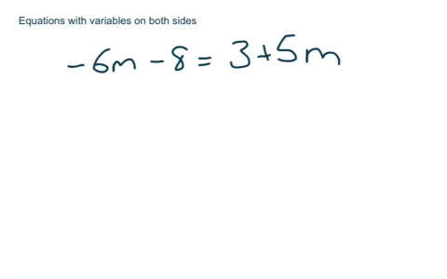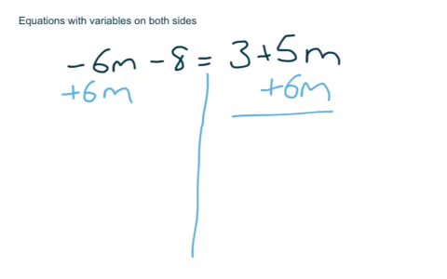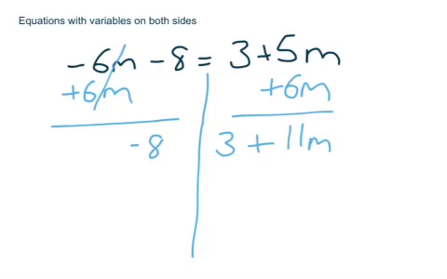I am going to put my line down, and I'm going to do the inverse of a negative 6m. I'm going to add 6m to both sides. These are going to cancel, and I'm going to be left with a negative 8, and on this side I'm going to have 3 plus 11m.